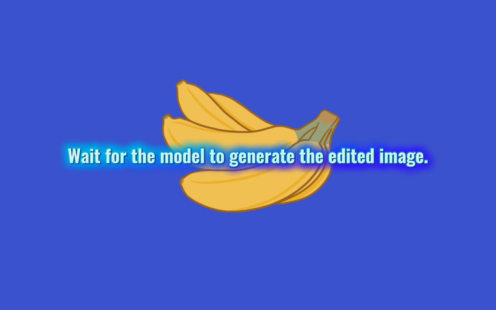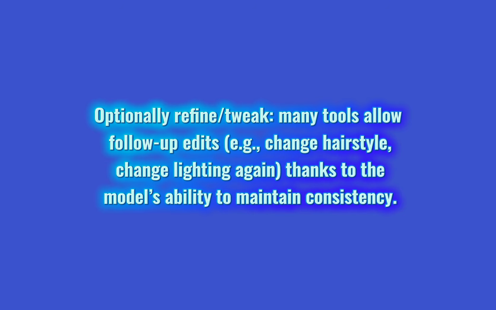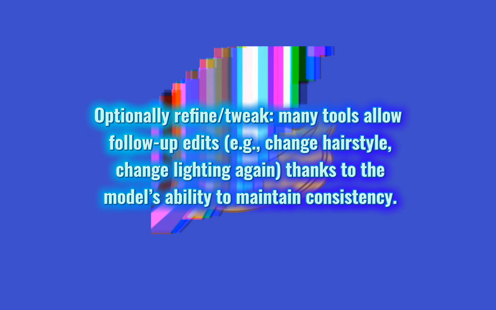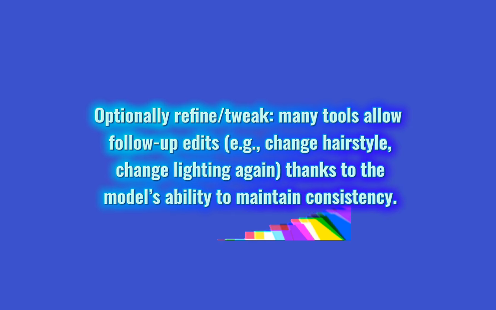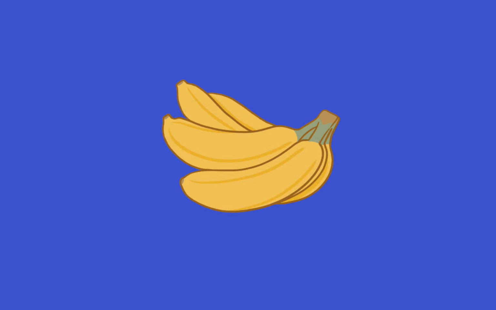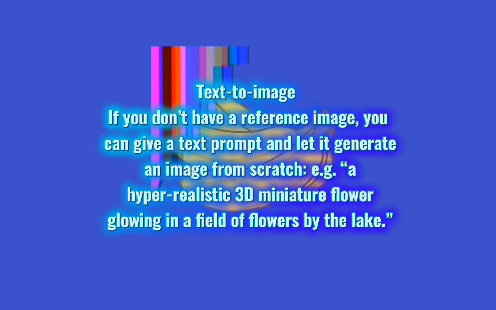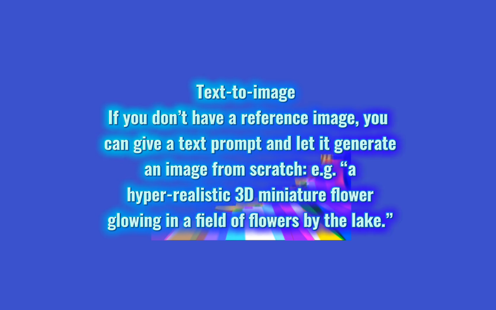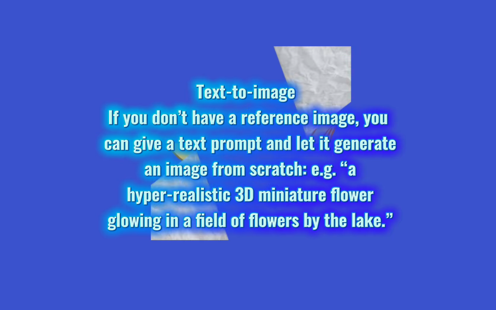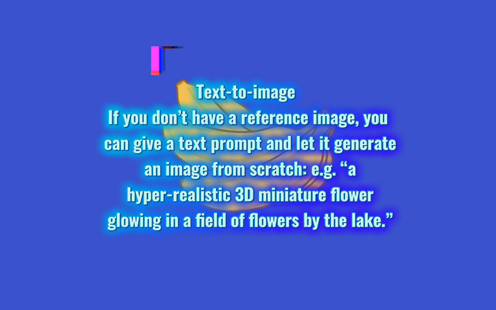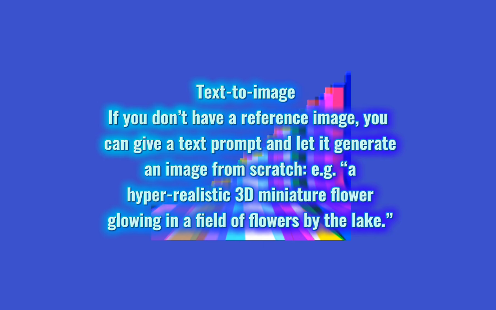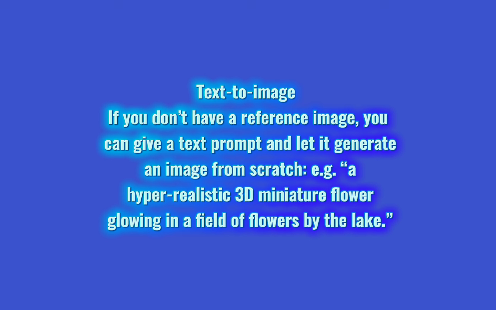3. Wait for the model to generate the edited image. 4. Optionally, refine or tweak. Many tools allow follow-up edits, for example, change hairstyle, change lighting again, thanks to the model's ability to maintain consistency. Text to image. If you don't have a reference image, you can give a text prompt and let it generate an image from scratch. For example, a hyper-realistic 3D miniature flower glowing in a field of flowers by the lake.